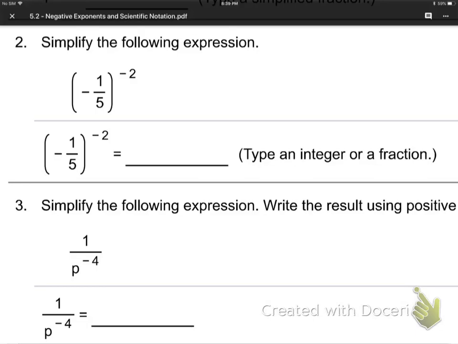That's all build up for question number 2. So here we go. Question number 2: -1/5 to the -2. Let's try that one.